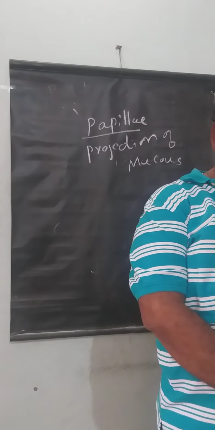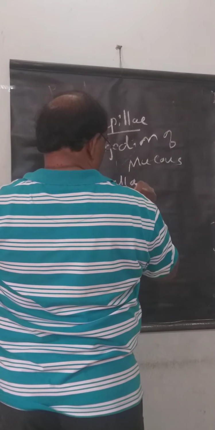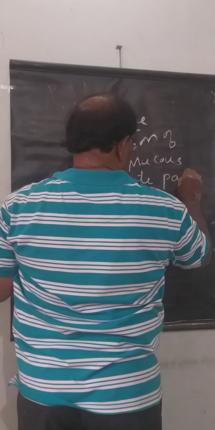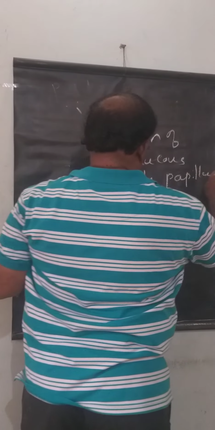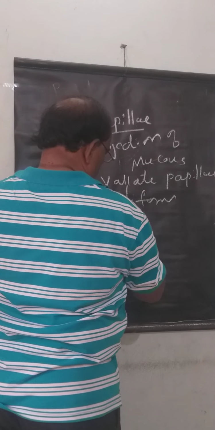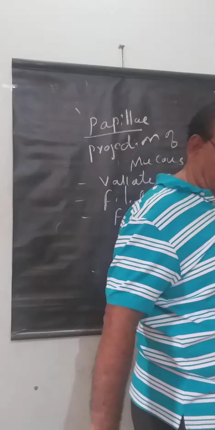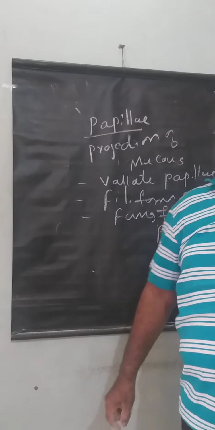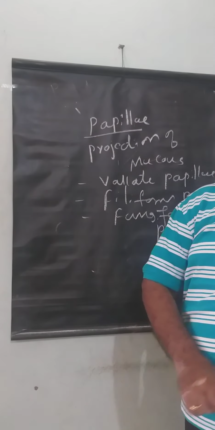What are the papillae? Vallate papillae or circumvallate, filiform papillae, fungiform papillae, foliate papillae. These papillae are nothing but projections of the mucous membrane.